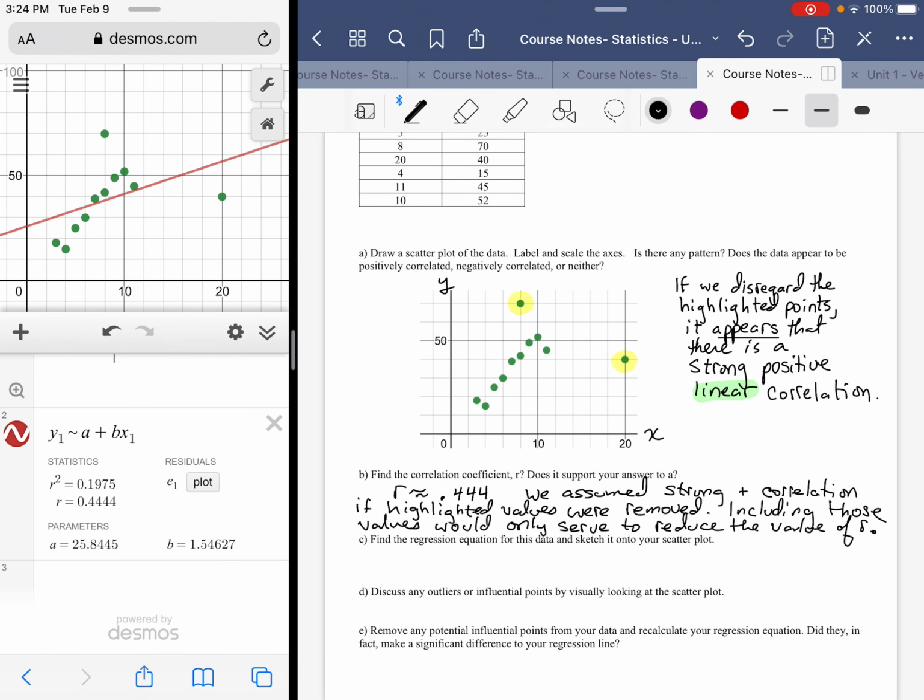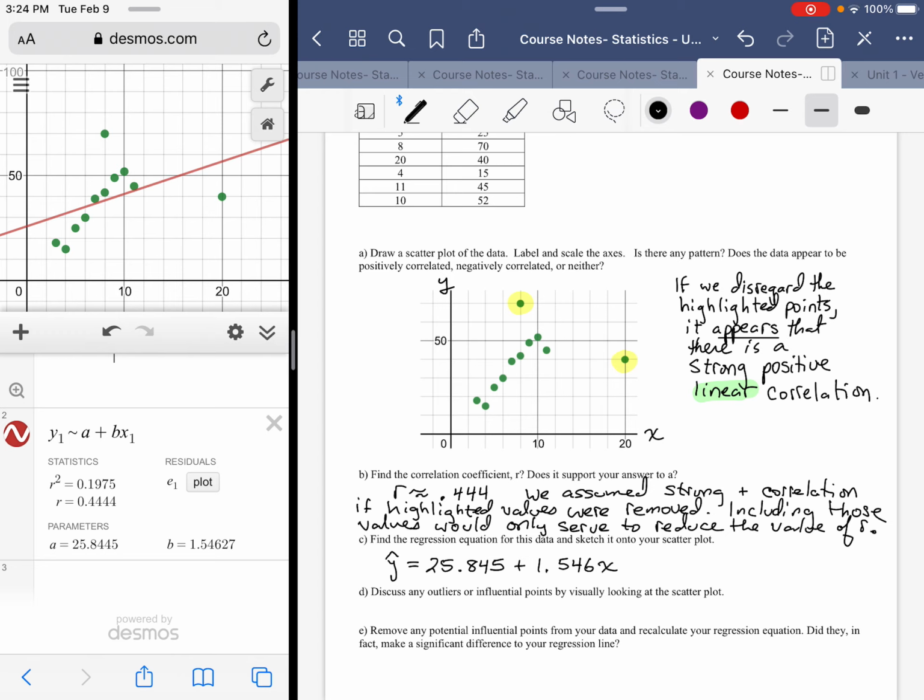All right, find the regression equation. Mission accomplished without even trying. So y hat for the proper or appropriate notation. Which one am I going for there? I'm not sure, so I'll say them both. Appropriate notation. So 25.845-ish plus 1.546 times the value of x.